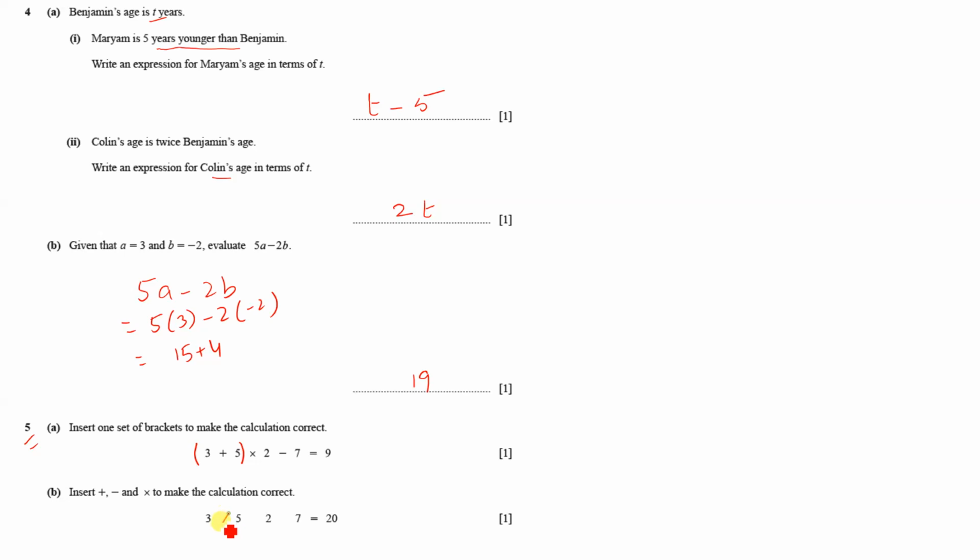3 times 5, minus, plus. So let's see what happens. 5 3s are 15. Minus 2 is 13. 13 plus 7 is 20. So this is the right order.